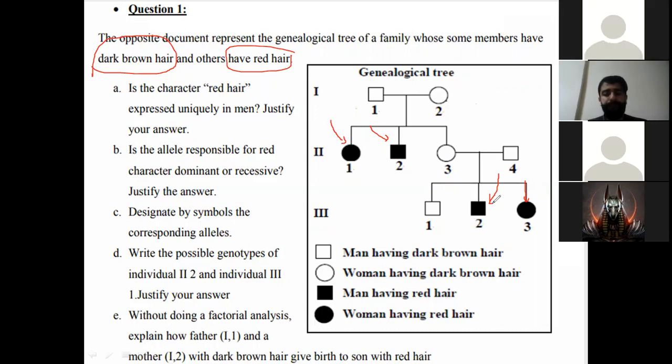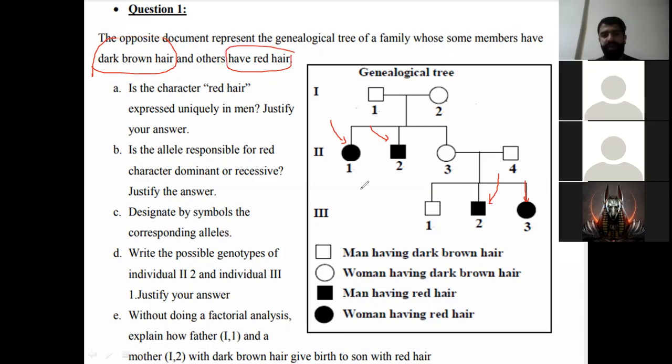No, because 2, 1, and 3 are women and they have red hair. That's it. So here we have not only the men having the red hair, because here we have 2, 1, which is a female having red hair, and 3, 3 is a female having red hair. So it's not expressed uniquely in men.